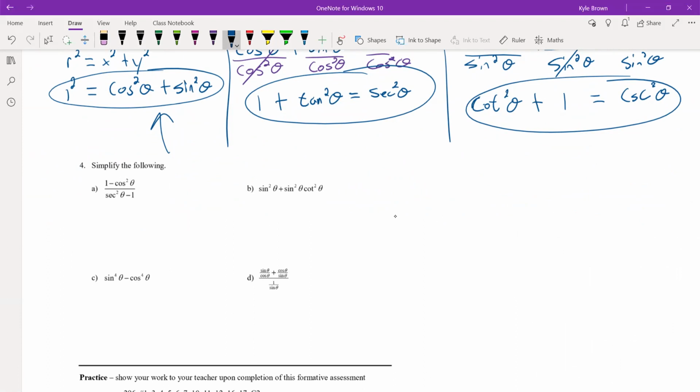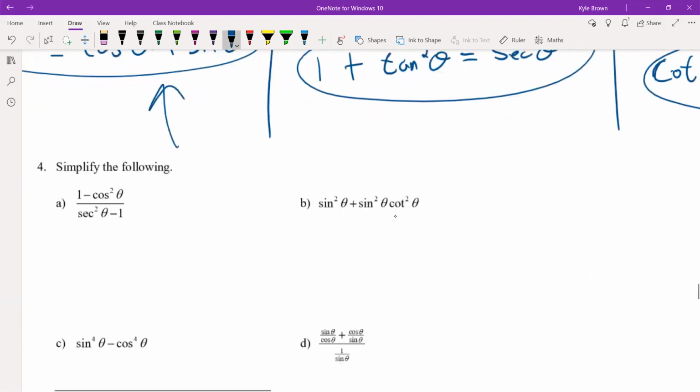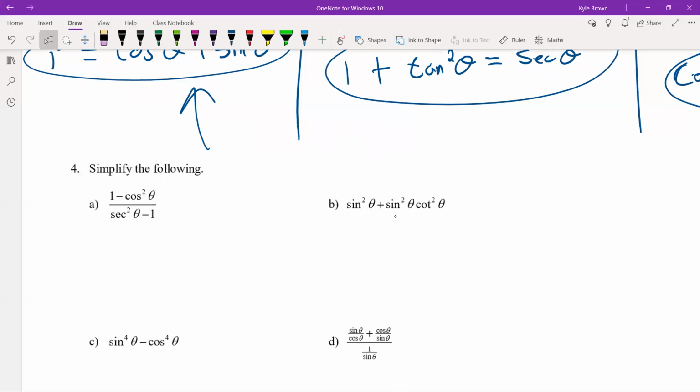So looking at this first one, I've got 1 minus cos squared theta over secant squared theta minus 1. So this is where it can get a little bit tricky, right? Because what you might do, and it might actually work, you could do it this way too, but I think it'd be tougher, is you might say, well, secant squared theta, Mr. Brown was telling me I'm supposed to change that into terms of sine and cos if I can. And that would work. You could do that. It's going to probably get a little bit more confusing.